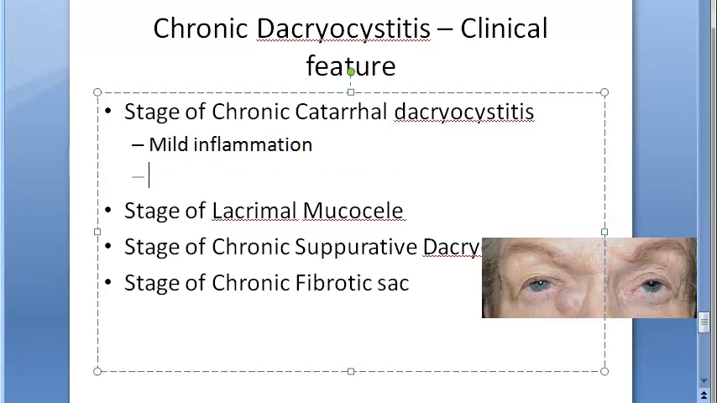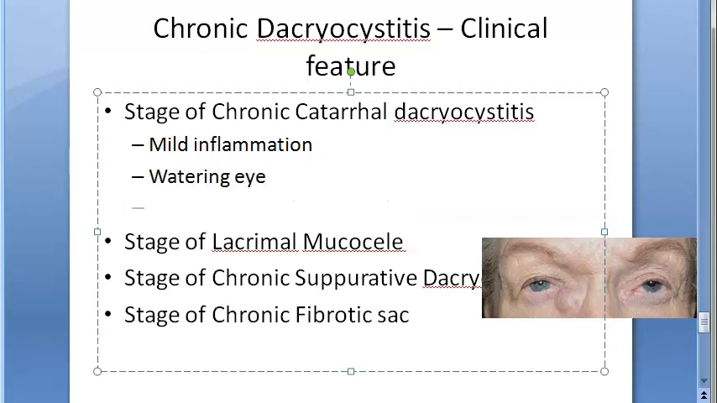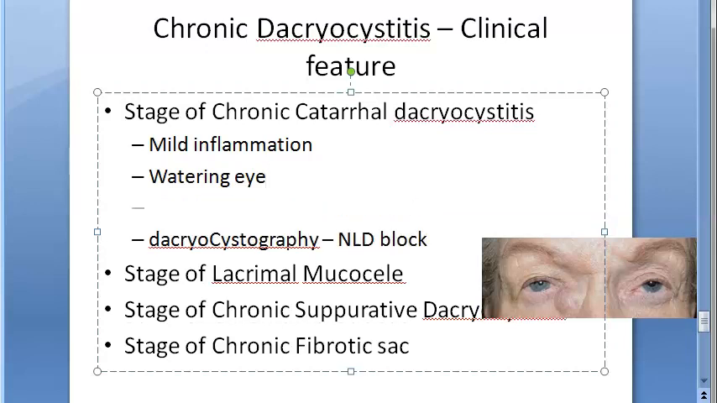Blockage of the nasolacrimal duct. Watering eye. Dacryocystography will reveal an NLD block. On syringing, you will get what? Clear fluid or fibrinous mucoid flakes.